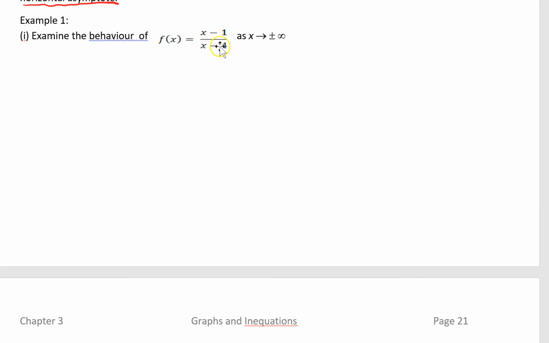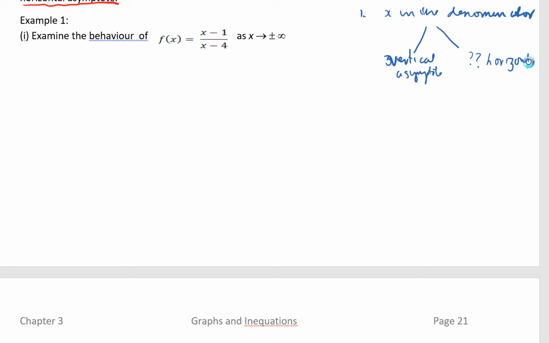So if you were asked to sketch, for example, this function, f of x is x minus 1 over x minus 4. Now, clearly, it's a function with x in the denominator. Now, there are 2 things we know from that. One is there will be a vertical asymptote, and we need to investigate whether there is a horizontal asymptote.